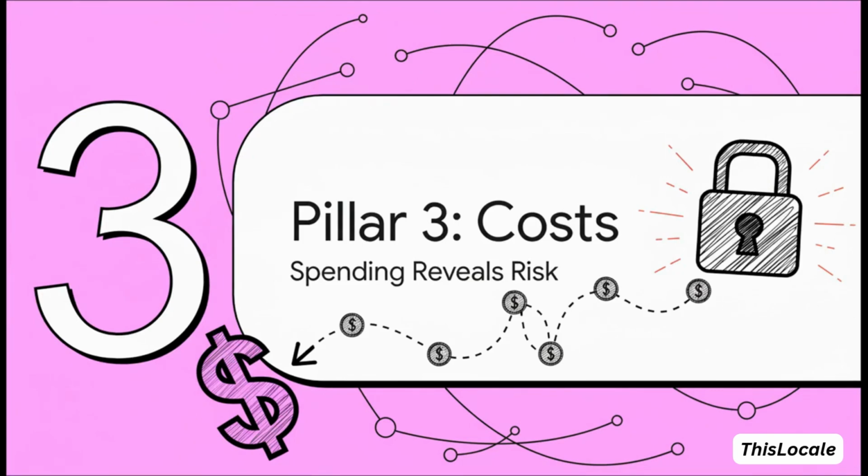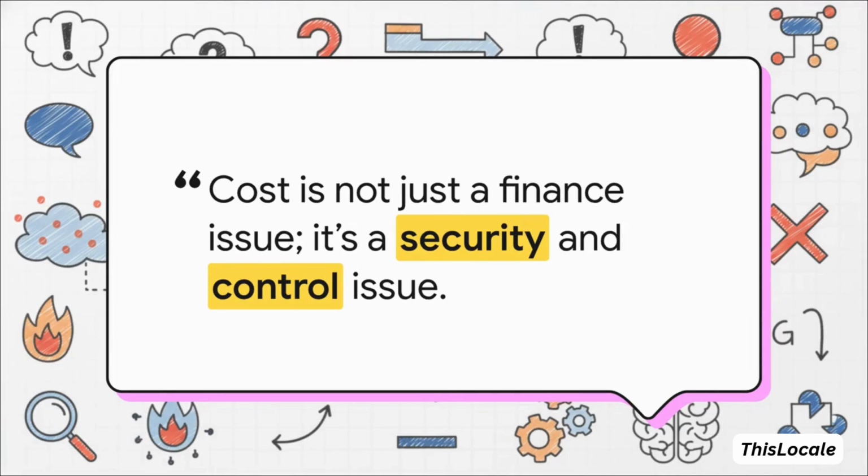Now, this might sound like a job just for the finance department, but in the world of AI, if you follow the money, it often leads you straight to a security risk. And this is the key insight. An unexpected spike in your AI spending is rarely just a budget problem. It's a symptom that you've lost control.